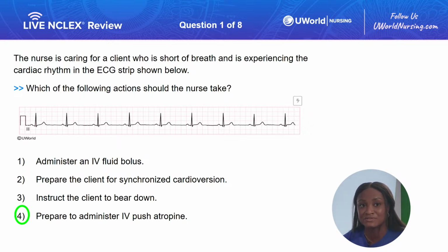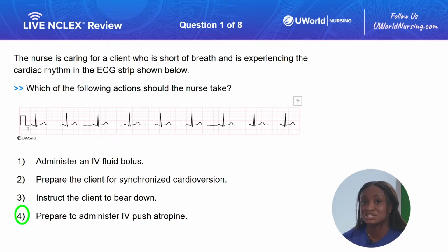Options 1, 2, and 3, these are all interventions that we would do for a tachycardic rhythm. So that would be actually the exact opposite. We would give IV fluid bolus if the client's heart rate was very high, like above 100. We would plan for a synchronized cardioversion, and we would instruct the client to bear down for all tachycardic rhythms.